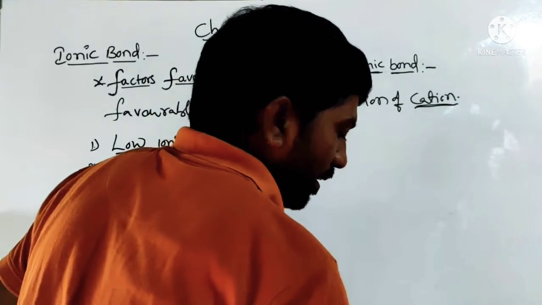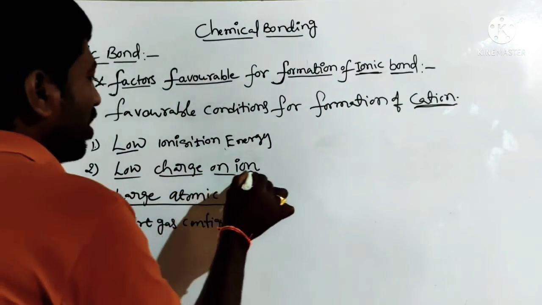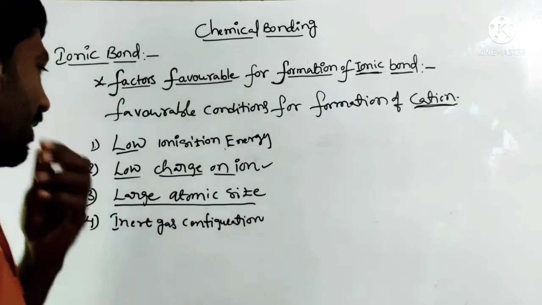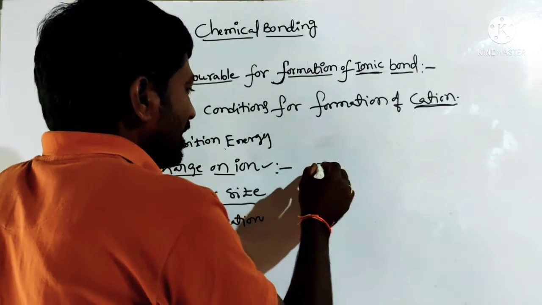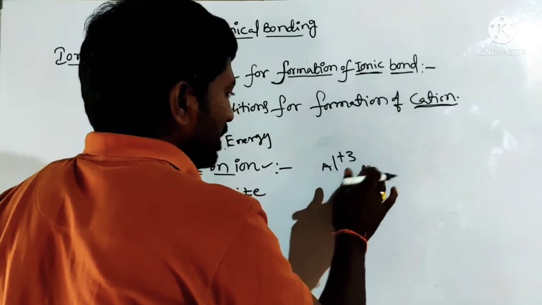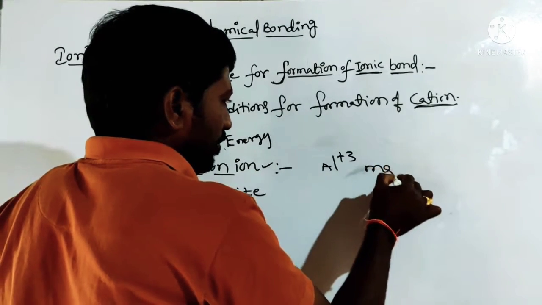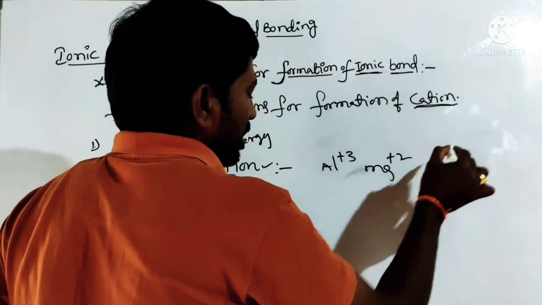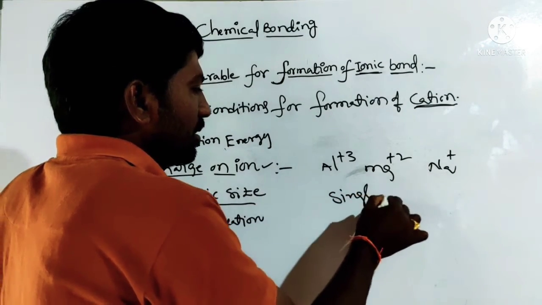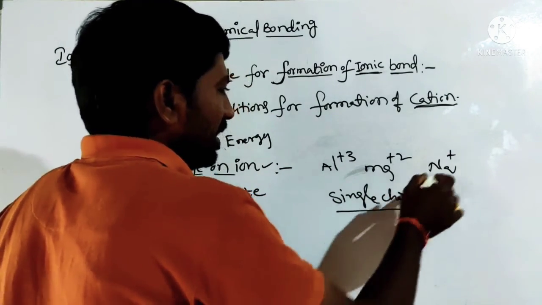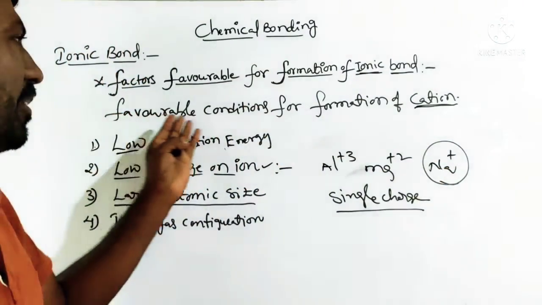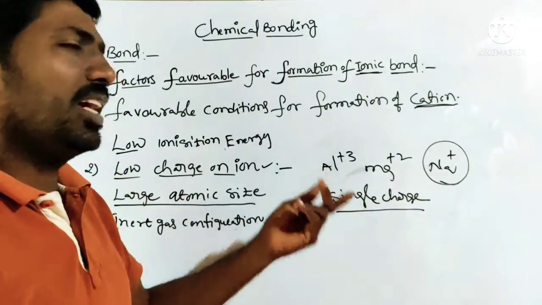Next, the second one: low charge on ion. What is low charge on ion? For example, Al plus 3, Mg plus 2, and Na plus. Low charge means single charge. Na plus, with a single charge, is a more favorable condition for formation of cation compared to the plus 3 and plus 2.